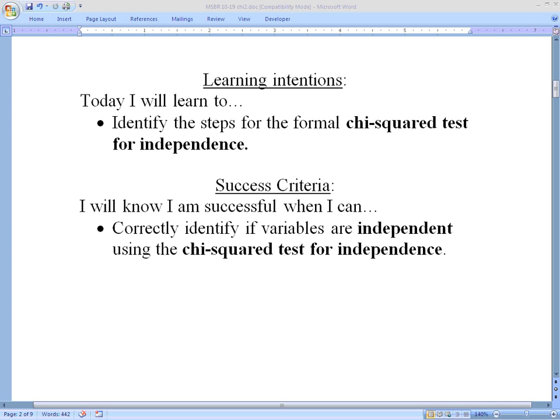Today we'll be continuing our discussion of the chi-squared test for independence, and specifically we'll talk about the steps for the formal chi-squared test for independence, what we have to do to actually test if two variables are independent of each other, and we'll also talk about the actual results of our chi-squared equation and interpreting those.